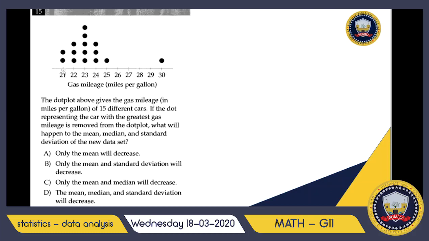Why? We are removing a data point higher than all the other points, so the mean decreases, and we are also reducing the spread in the data, so the standard deviation also decreases. So this outlier basically has an effect on the mean and the standard deviation. So the correct answer for this question is B, because only the mean and the standard deviation will decrease while the median stays the same.